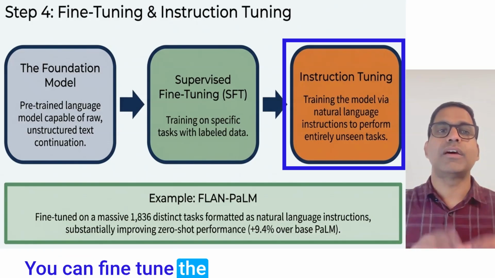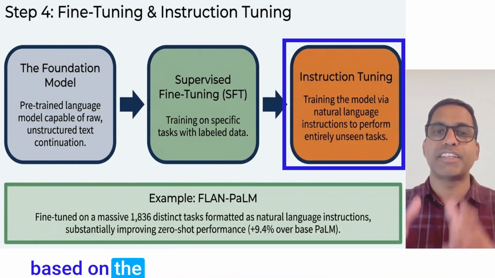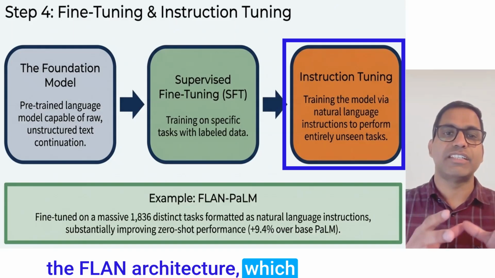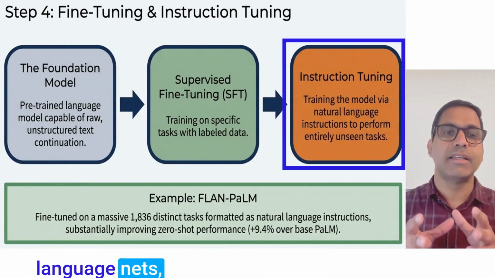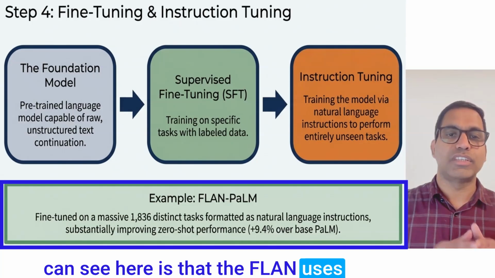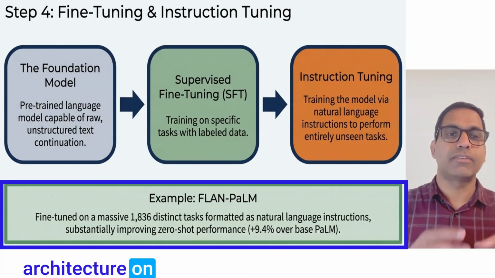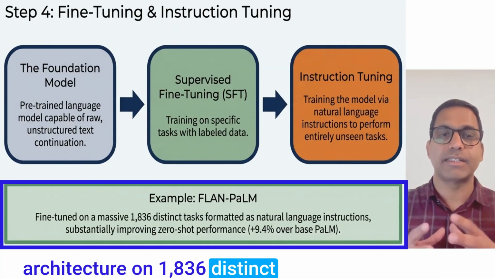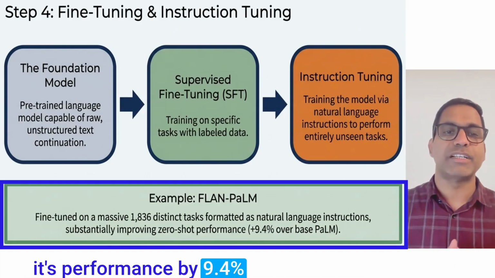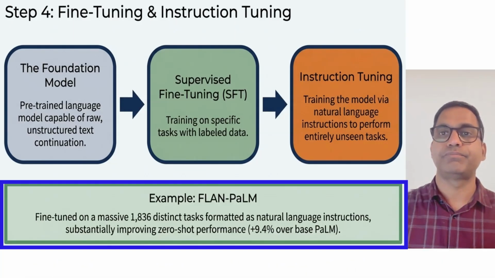You can fine tune the pre-trained language model based on the instructions and the results using the FLAN architecture, which is fine tuned language nets. And one example you can see here is that FLAN uses the Palm architecture on 1836 distinct tasks, which improves its performance by 9.4% on zero shot learning.